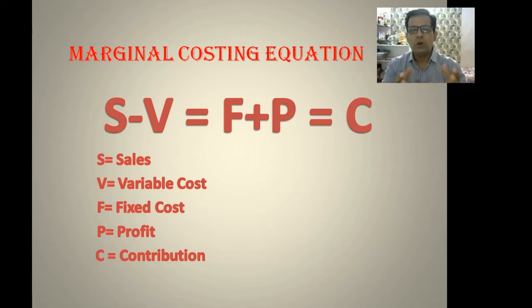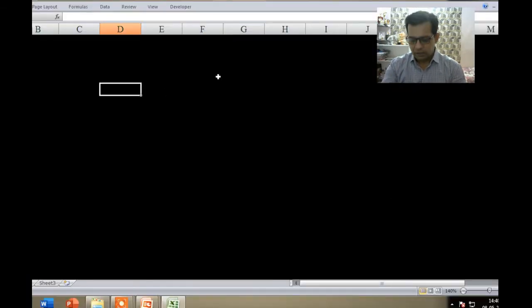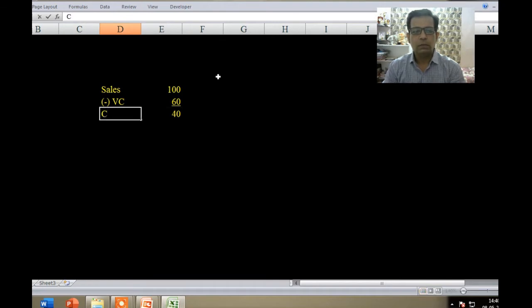But then, just by looking at this formula, let's not do it. Let's take a numerical example to understand how actually the marginal costing equation works. So let's take an example. Let us say that my sales is 100, minus I have to deduct variable cost. So say my variable cost is 60 rupees. Now what I get here is my balancing figure of 40, which is called contribution.